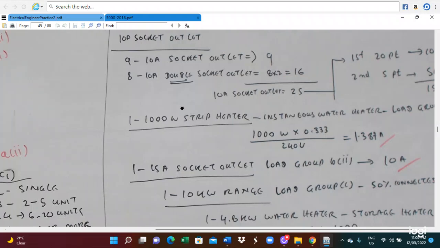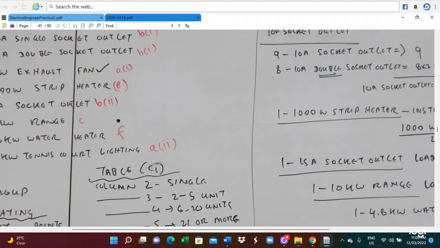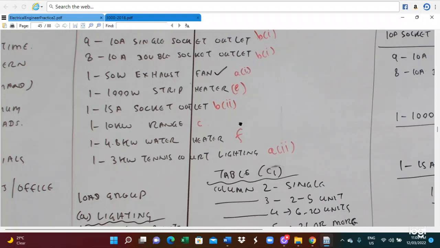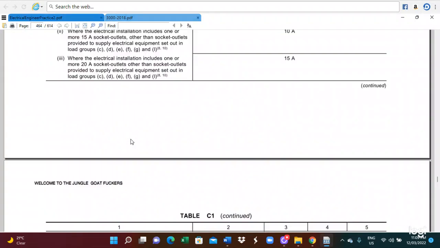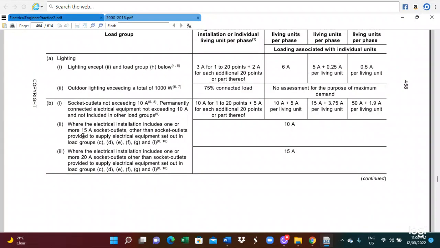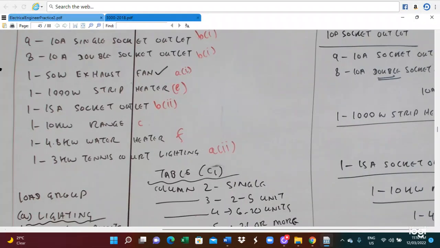In the meantime, we also have one number of 15 ampere socket outlet. The 15 ampere socket outlet is load group B2. You see the load group B2 here, socket outlet. In this case, for any socket outlet, we have to take 10 ampere. So for the 15 ampere socket outlet, we take 10 ampere.